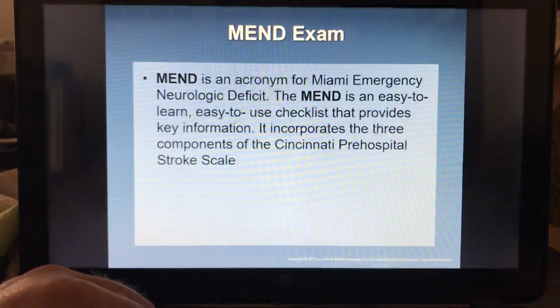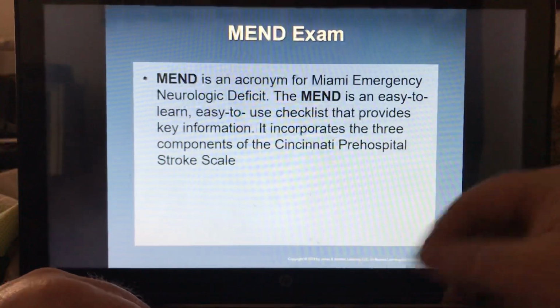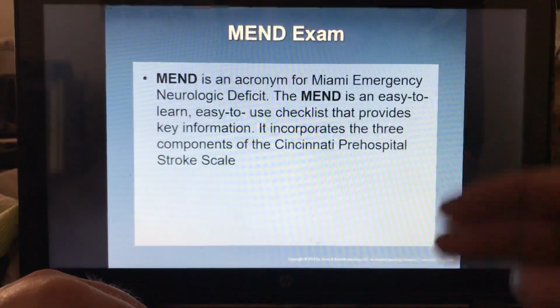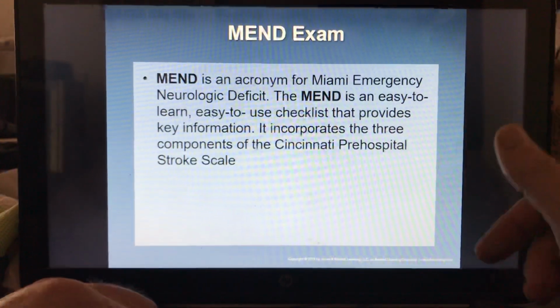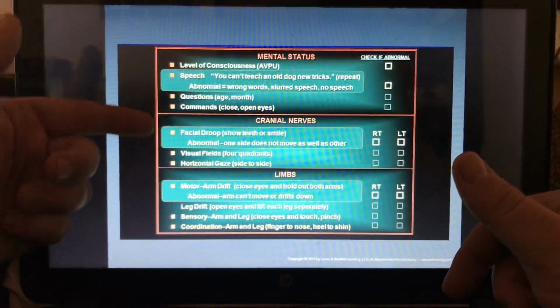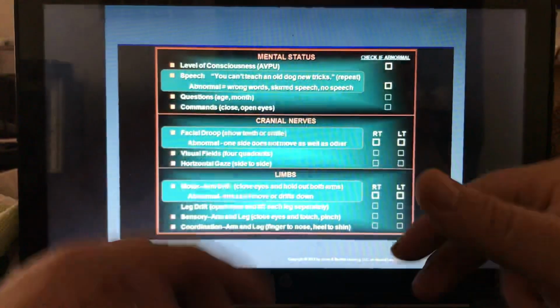There's something called a MEND exam. They didn't have this in here either, but MEND basically is a checklist. Some ambulances actually have them. It just adds on and incorporates more into the Cincinnati Prehospital Scale. It's a little more in depth. I'll let you look that up.